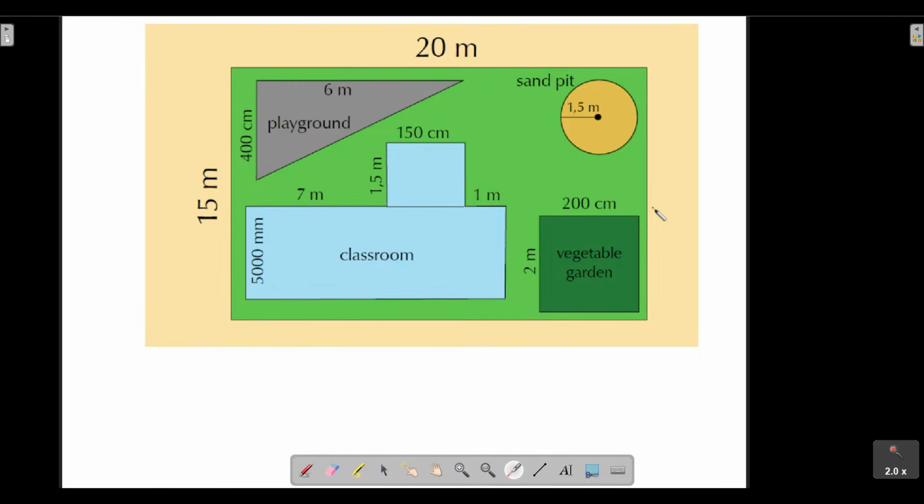If you look at all these shapes, we can see that some of the units are not the same. So the first thing we need to do is change the units and make them the same, and then from there we are going to be calculating the perimeters of the following shapes.